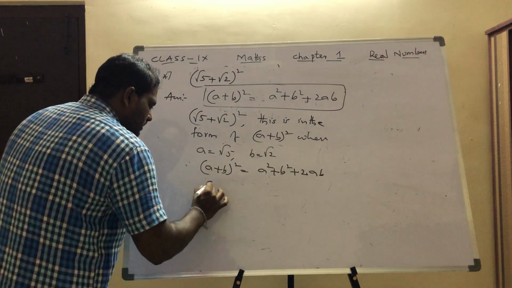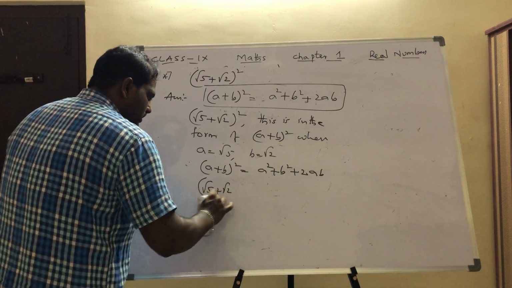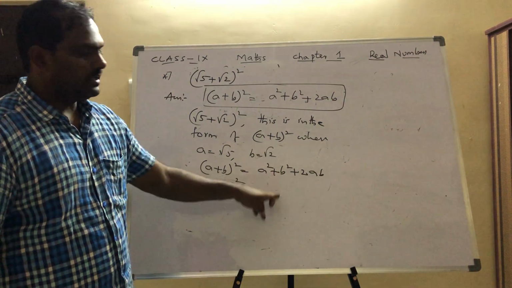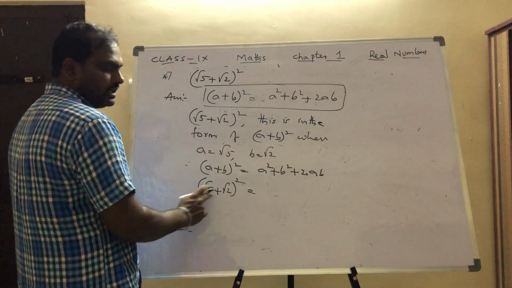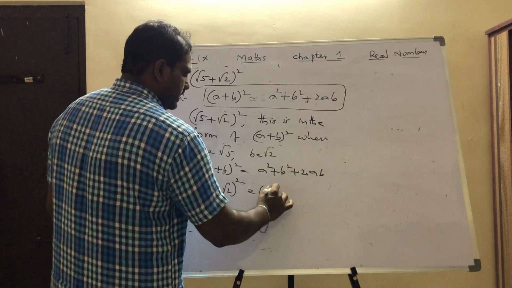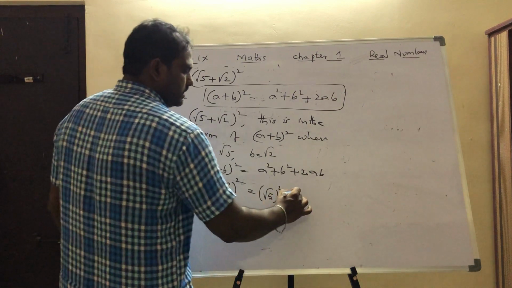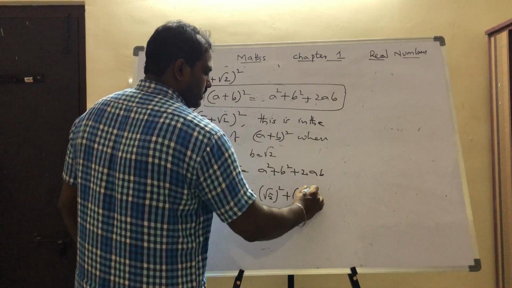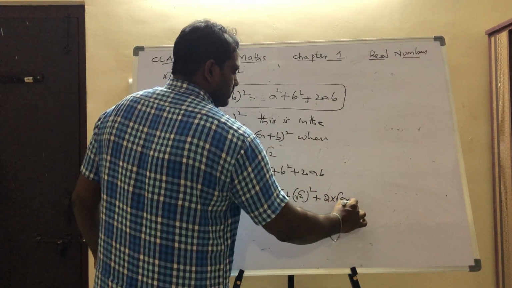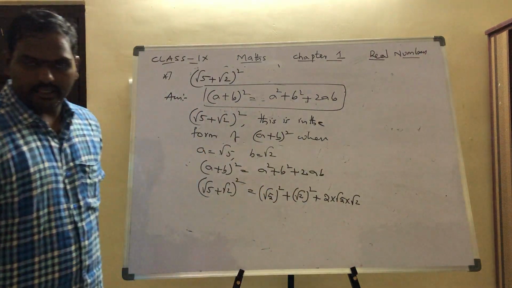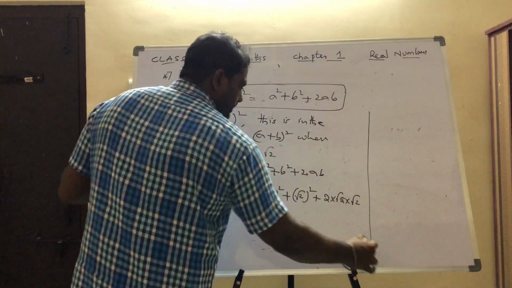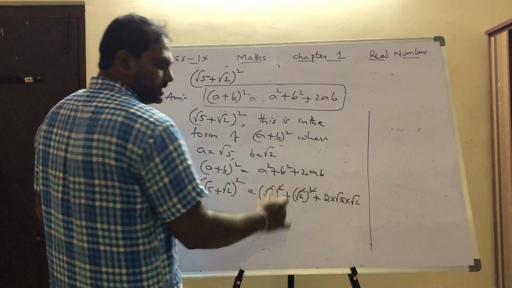Now what happens to this? Root 5 plus root 2 whole square can be written as, instead of a we have to write root 5 and instead of b we have to write root 2. Now look at this, what happens? Yes, it is root 5 whole square plus root 2 whole square plus 2 into root 5 into root 2. 2ab means 2 into a into b. Now obviously what is the next step? Very simple step. Square and square root get cancelled, square and square root get cancelled.